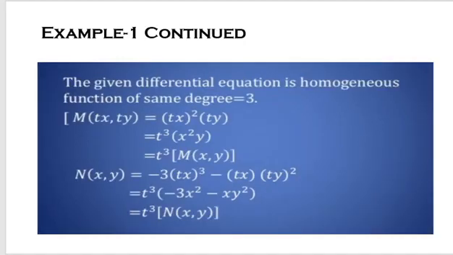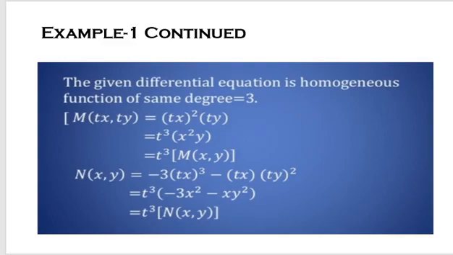And now let us check the condition for homogeneity. So to check the condition for homogeneity, let us take the function M, and in the place of x replace tx, and in the place of y replace ty. Therefore, the x²y term will become (tx)² into ty, that is t³x²y, that is t³ into the given M(x,y).